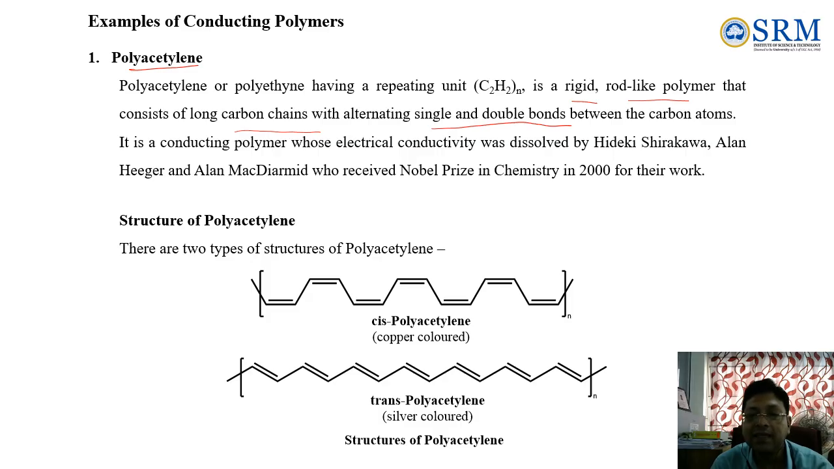Again, if we see the structure of polyacetylene, there can be two forms. One is cis polyacetylene and another is trans polyacetylene. Cis polyacetylene is copper colored and trans is silver colored. Depending upon the orientation of the double bond, this can be either cis or trans polyacetylene, but both consist of alternate single bonds and double bonds, and it has been observed that trans polyacetylene has more conductivity than cis polyacetylene.